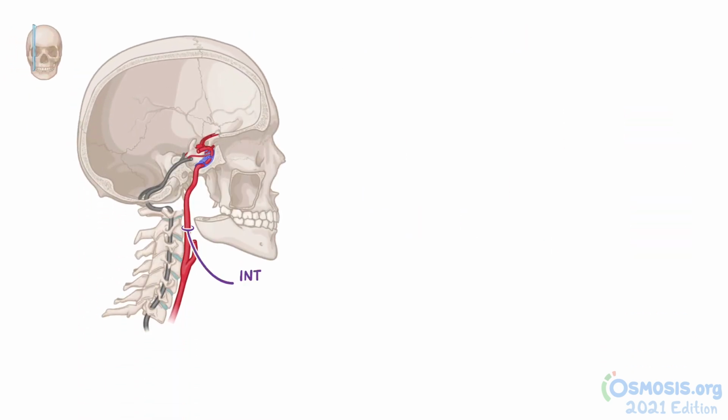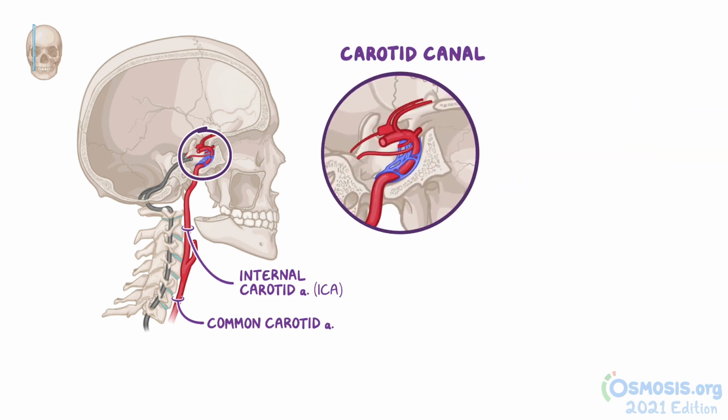Let's start off with the internal carotid arteries, or ICAs, which are the terminal branches of the common carotid arteries, and form the anterior part of the cerebral vascular system. The ICAs ascend on both sides of the neck to reach the base of the skull, where they enter a passageway in the petrous part of the temporal bone, called the carotid canal.